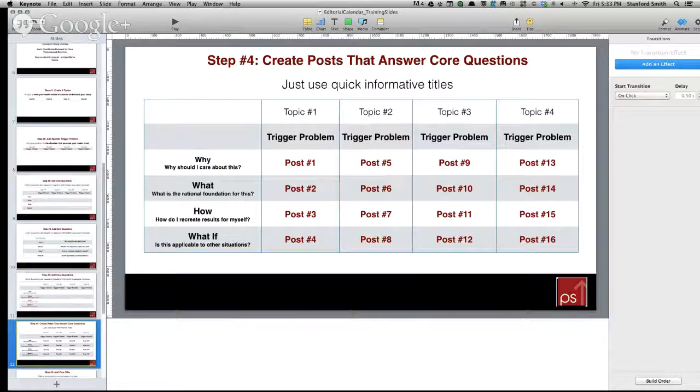If you were to look at it from topic number 1, we would start with why. Why should I care about this? So the first post might be, why is it important to use multiple search engines for your job search? And from there, in that post, you can go into how you can find a greater diversity of job openings, and so on. Okay, what is the rational foundation for this?